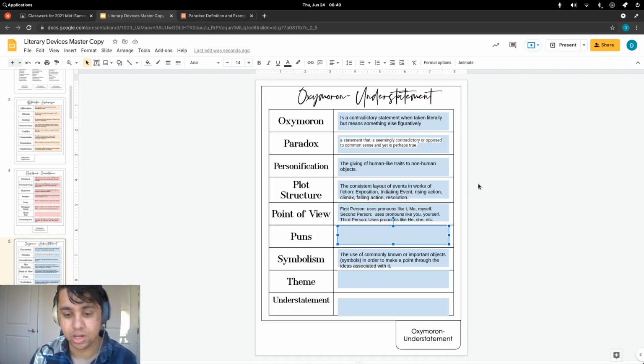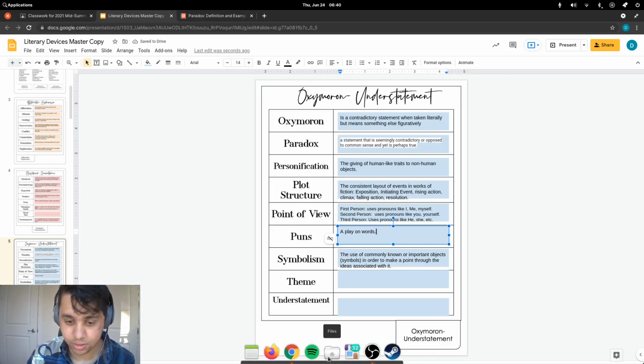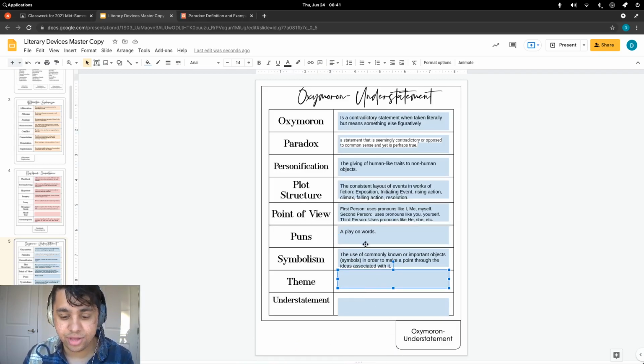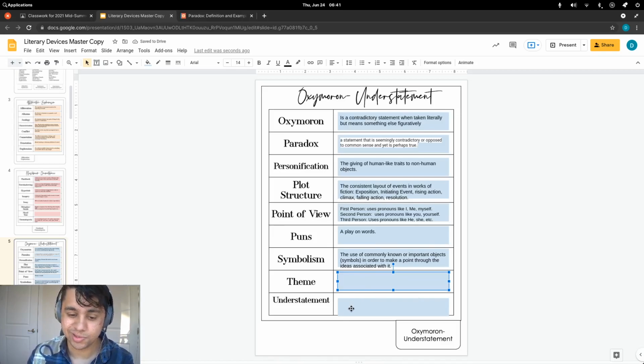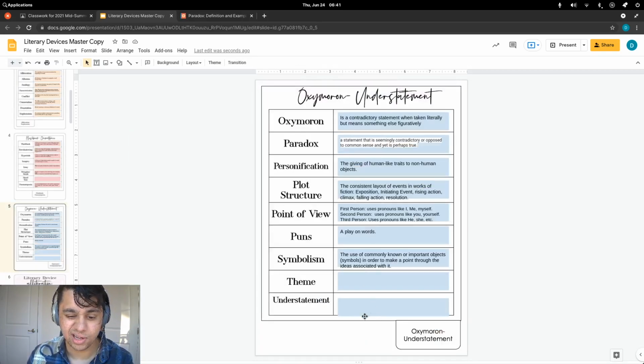A pun. A pun is a play on words. We're gonna keep it simple like that, and when we get to the other parts of the activity for it, we'll elaborate on that. Theme. I'm gonna cover this in class because it can get a little weedy. So for the sake of not confusing you, we're gonna skip that for right now. And understatement, I think we will also cover in class.